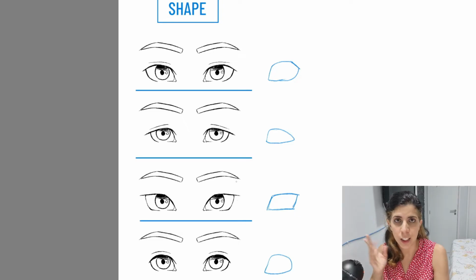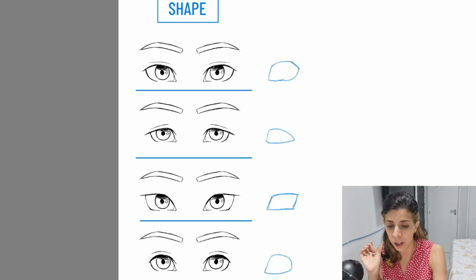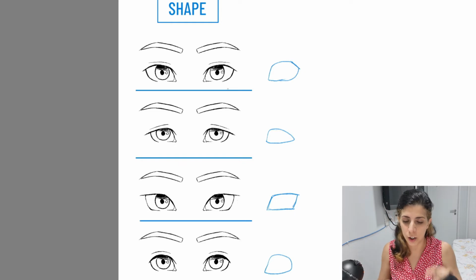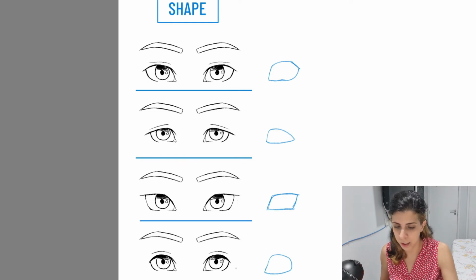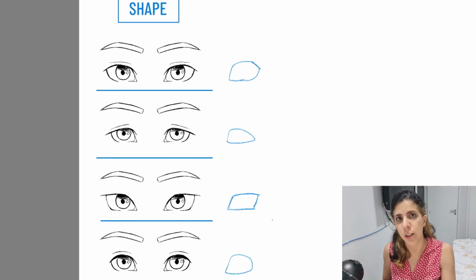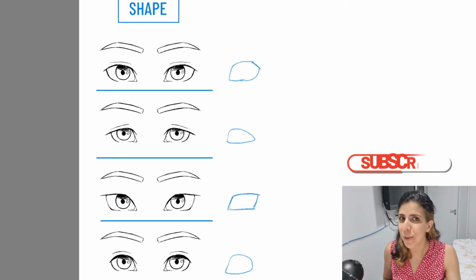In all of this, I didn't change the eyebrow, the eyelashes, the iris, or the pupil. They're all the same, and they are different just by the outside shape. And you can see it's already quite a difference between each eye set. But there's more we can do.